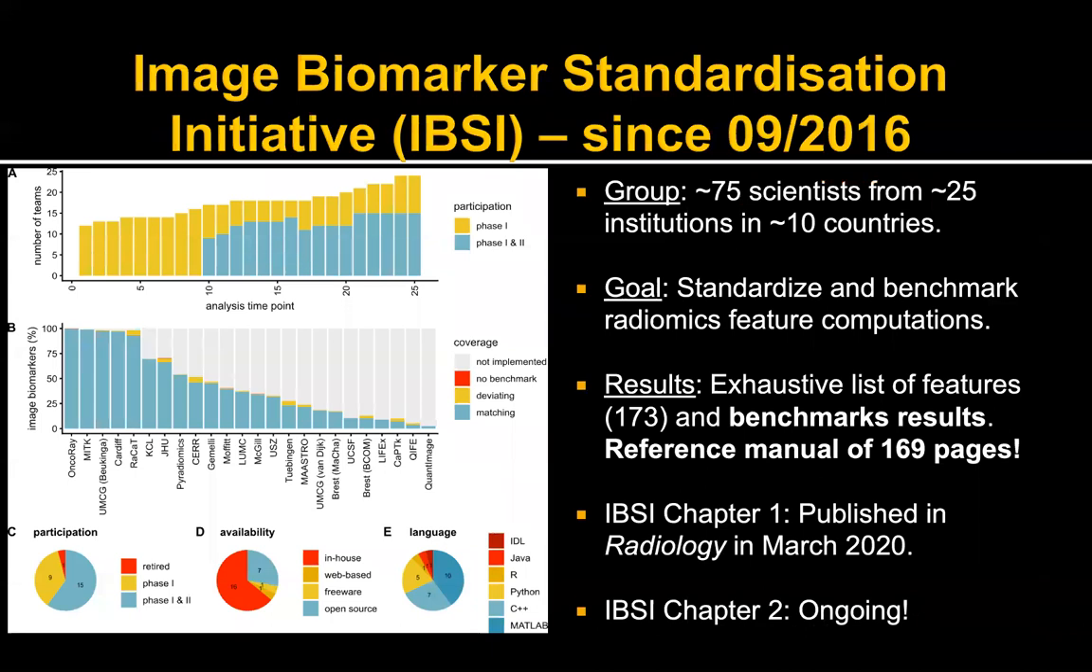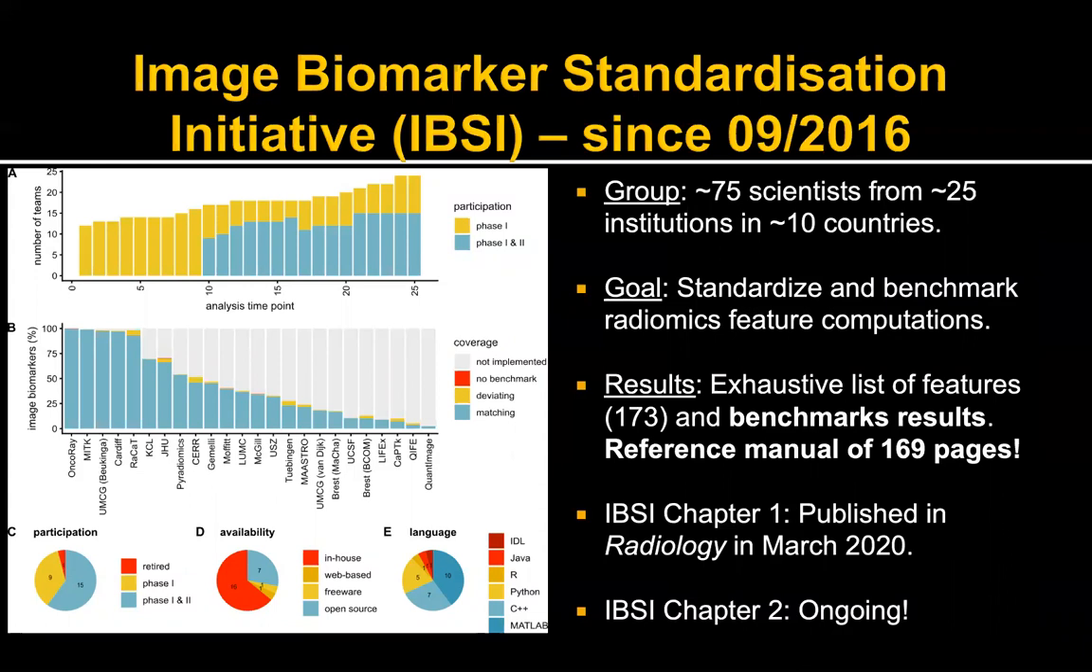So that's exactly the goal of the Image Biomarker Standardization Initiative, the IBSI. So the IBSI was formed in 2016, in September 2016. And as of now, consists of a group of approximately 75 scientists from approximately 25 institutions in about 10 countries in the world. So it's ongoing work, still, for which the major goal is really to standardize and benchmark radiomics feature computations in all the different forms that it can take.